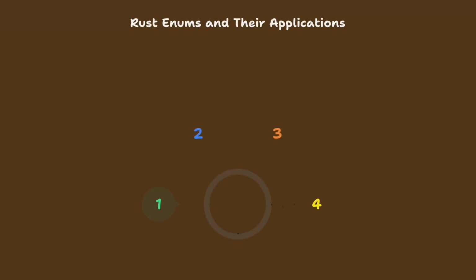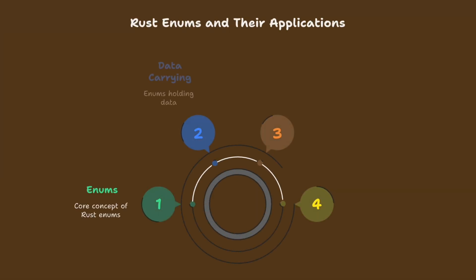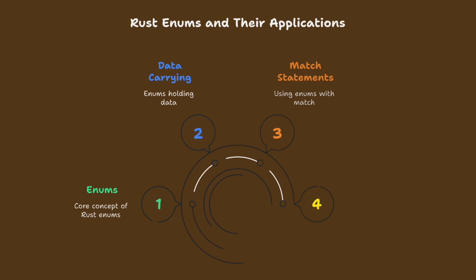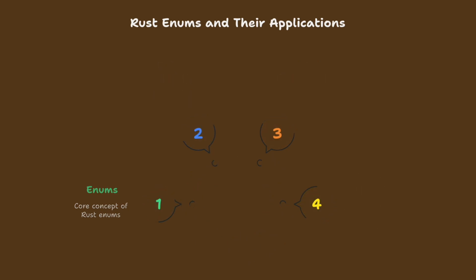Today we're going to learn about enums in Rust. We'll explore not just how enums work, but how they carry data, how to use them with match, and how they power two of the most important types in the standard library, Option and Result. Grab your keyboard, because we're going to write a lot of code today.